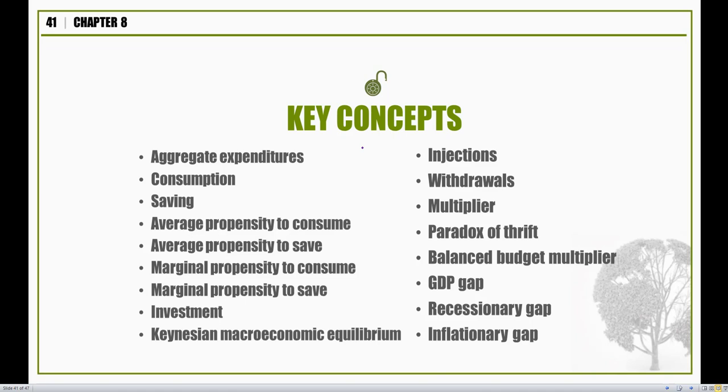Remember, that ties into the relationship with income as well. And then there are a few idiosyncratic things that we talked about, such as the average propensity to consume, average propensity to save, marginal propensity to consume, marginal propensity to save, as well as the paradox of thrift. The big idea, once again, is the multiplier, the spending multiplier. This is going to be very, very key for a lot of things for the rest of the semester. And then we'll talk about the recessionary gap and inflationary gap a little bit more in the next chapter.